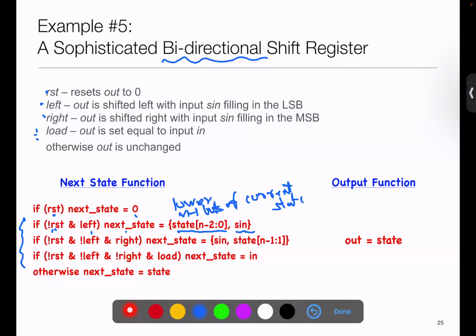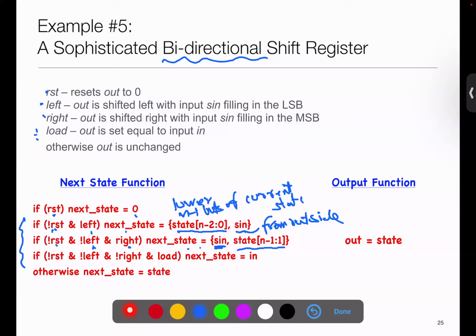And then this is from outside. So I'm shifting left and putting the bit coming from outside at the LSB part. If not reset and not left, but rather right, then next state is, so I put shift in SN on the upper, and now this time around, I'm looking at the upper n-1 bits. And again, these curly braces are the concatenation operation.